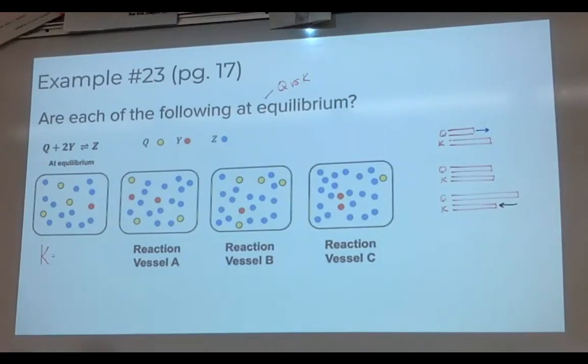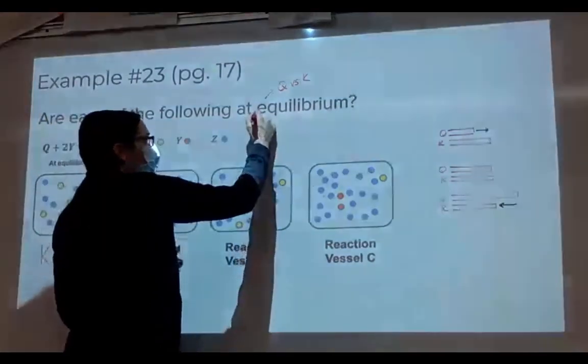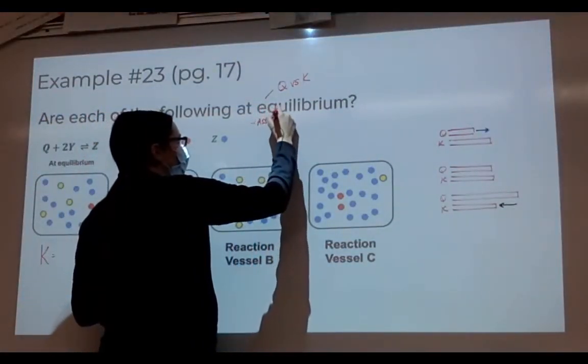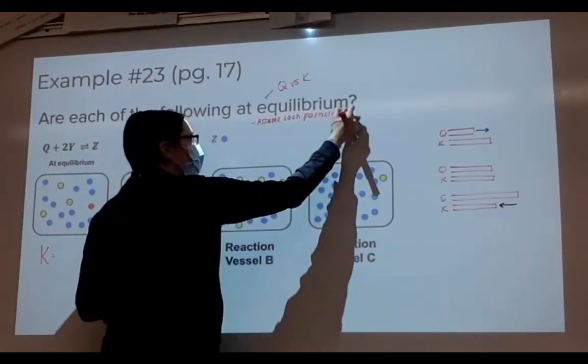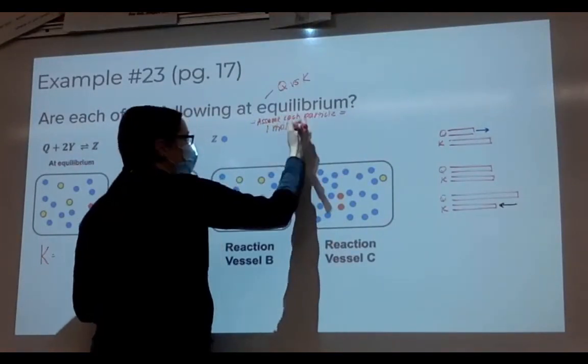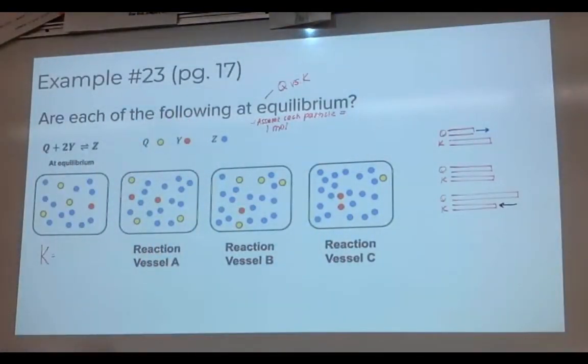Now, whether it's Kc or Kp doesn't matter. I'm going to use Kc. I'm just going to assume that each of these particles represents 1 mole. So I'll write the assumption that I'm making here: assume each particle equals 1 mole. So then I can just count. The biggest thing with particle diagrams is just counting. Count your number of particles. So this one is already at equilibrium because it tells me at equilibrium.